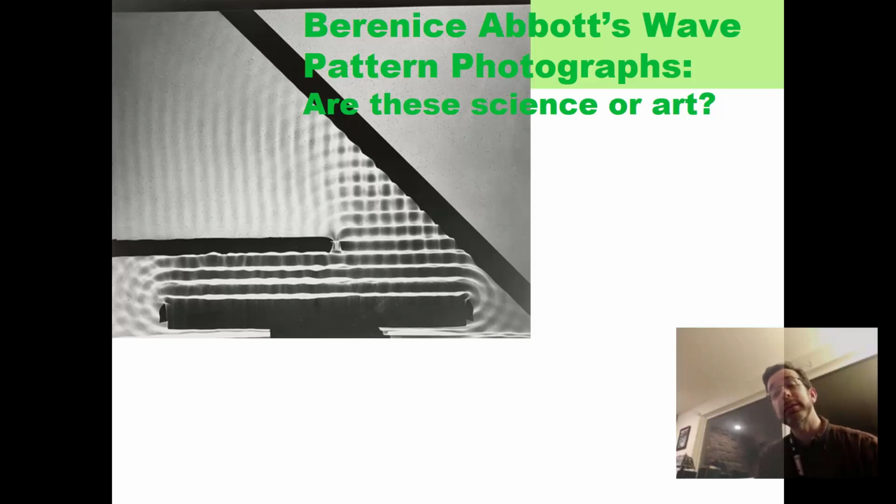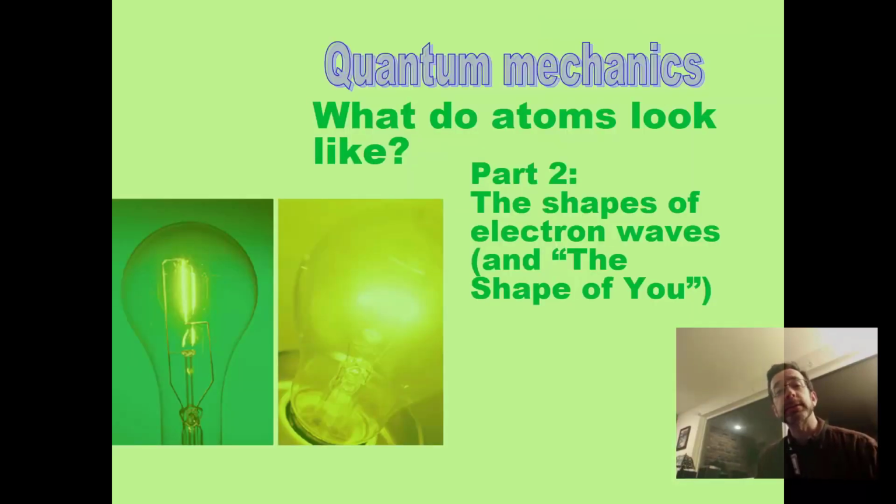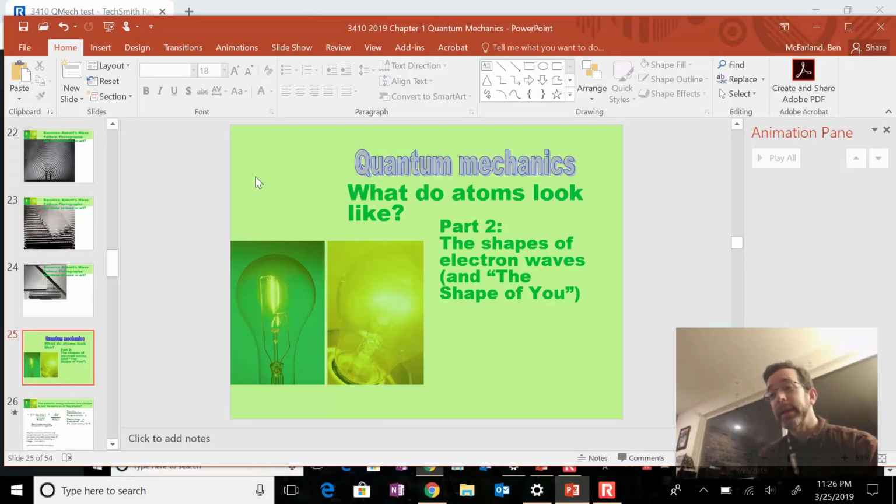So you can let the waves make particular shapes. This is what it does in 2 dimensions. And so the next question is, what does it do in 3 dimensions with an electron? That's going to be part 2, and I will record that next.